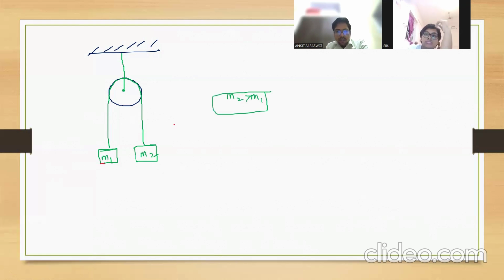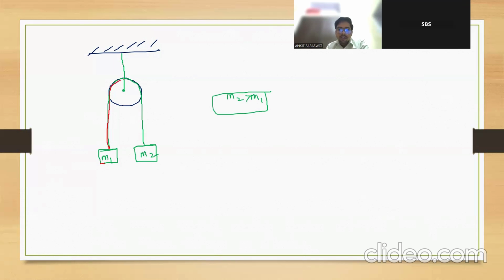Now check the condition. First condition is both the blocks are connected by the same string. You can check, same string is there. Clear?